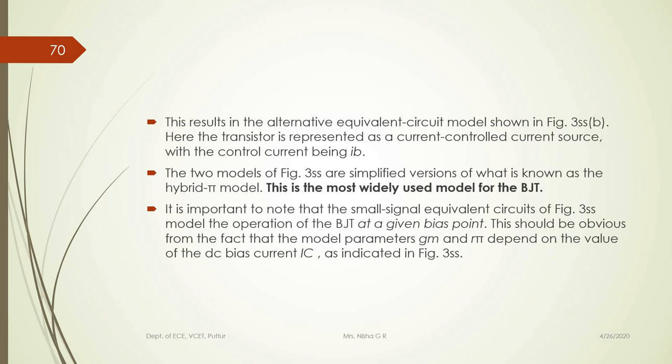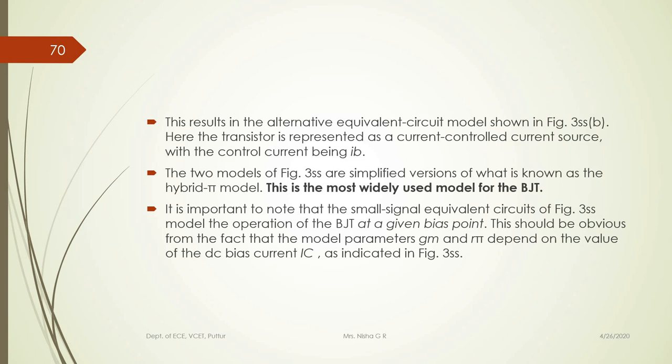So in the exam, you can write either voltage controlled or current controlled. This is the most widely used model for the BJT, that is the hybrid pi model. It is important to note that the small signal equivalent circuits, whatever we have seen, voltage controlled or current controlled hybrid pi model, describe the operation of the BJT at a given bias point, that is at a fixed Q point.